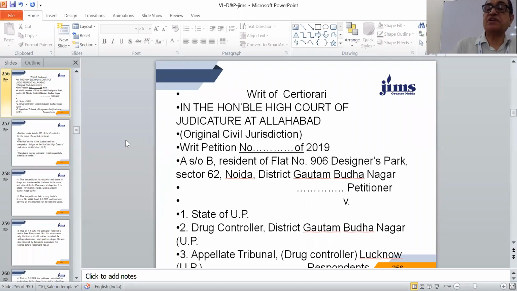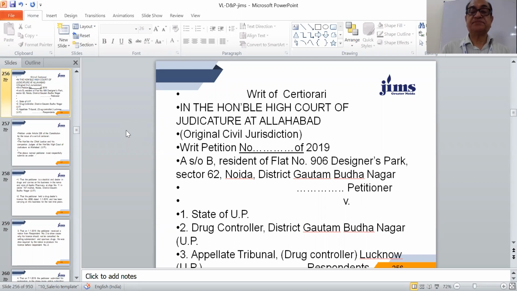And you have not mentioned the writ number here, because you do not know the writ number; you are drafting this writ while sitting in your corporate office. You will be allotted a writ number by the staff of the court, or if it is a case of e-filing, then a computerized writ petition number will be allotted to you. But at the time of drafting, you are not aware of the writ petition number. So you will draft it like this: writ petition number dash dash of 2019.